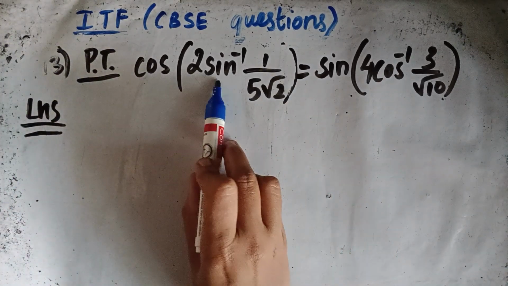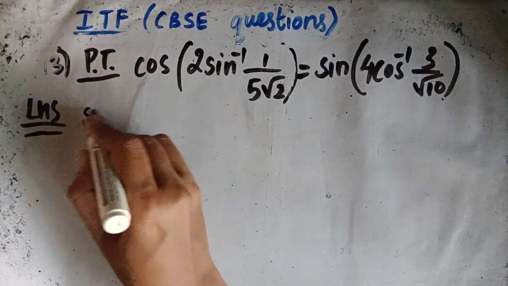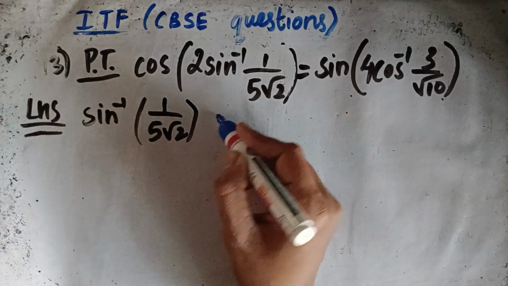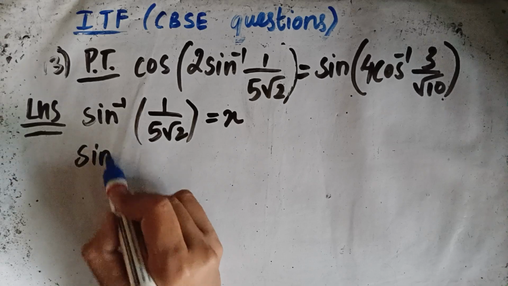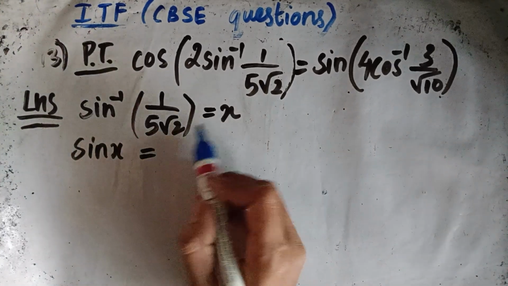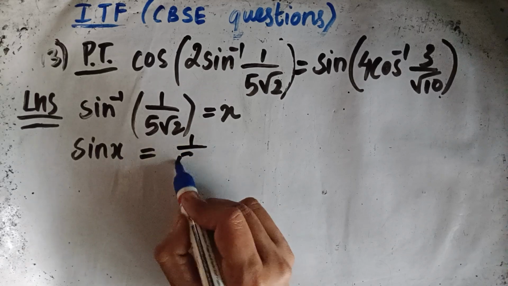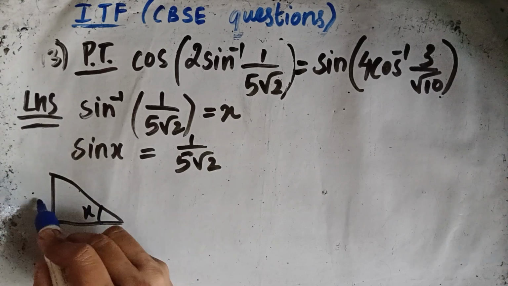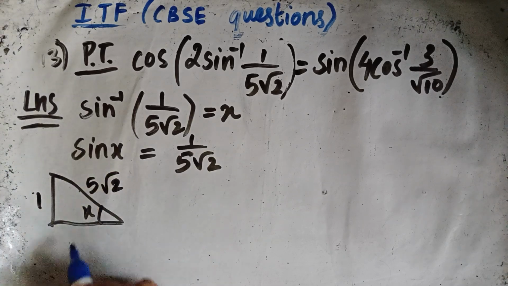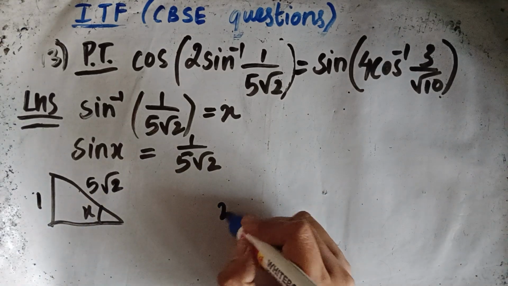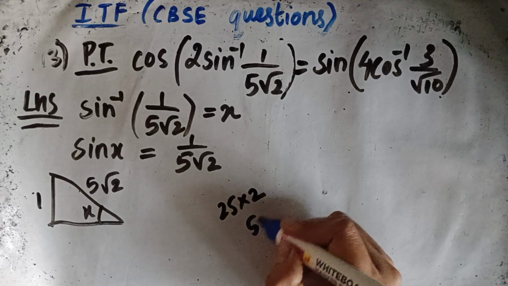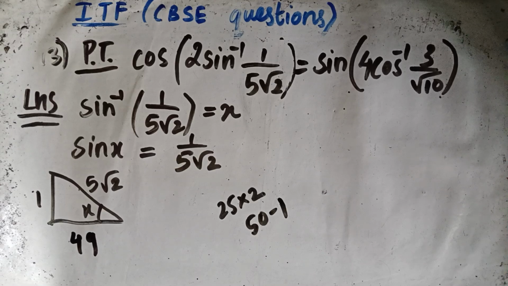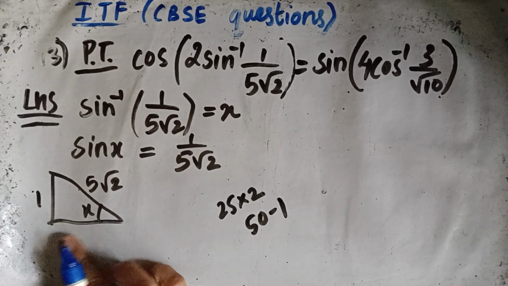Okay. So I'll take sine inverse 1 upon 5 root 2 as some x. So sine of x is 1 upon 5 root 2. So using the triangle method, we'll get 1, 5 root 2. So 5 root 2 square, this is 25 into 2, 50, minus 1. So this is 49. Right. So root 49 is 7.